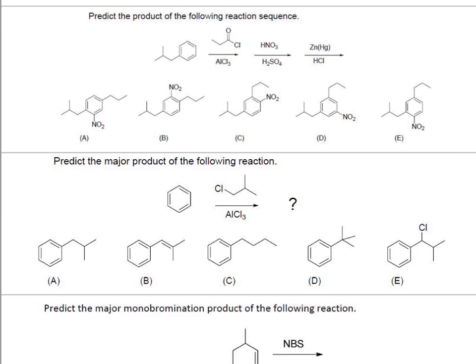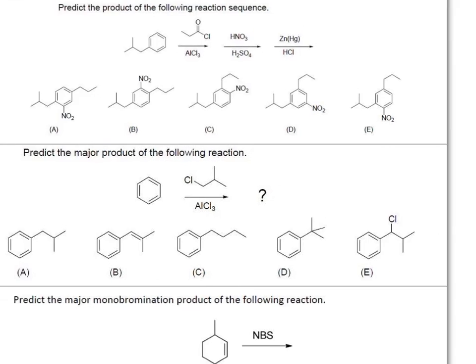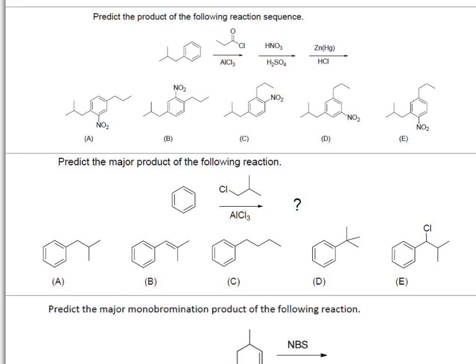Okay, next question. Predict the product of the following reaction sequence. So you are given an alkyl group on the benzene, which we are subjecting to a Friedel-Crafts acylation. So notice that alkyl groups are ortho and para directing in nature, so that means that your incoming group is going to go either at this position or this position. Further, we are going to carry out a nitration, and eventually we are going to subject that to Clemmensen reduction. So let's take a look how that's going to go.